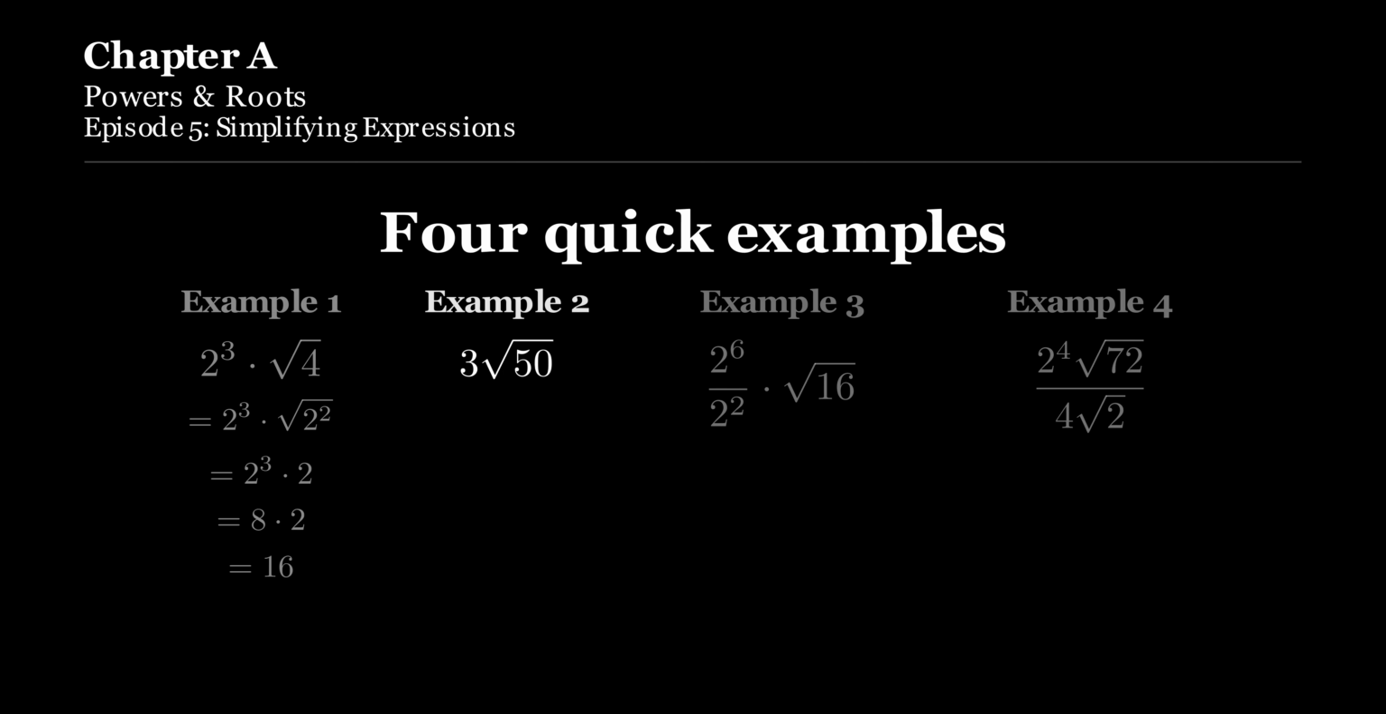Example 2. Here the root doesn't collapse right away, so we look inside it. There's a perfect square hiding there. Once that comes out, what's left behaves normally. This is the pattern you'll keep using.